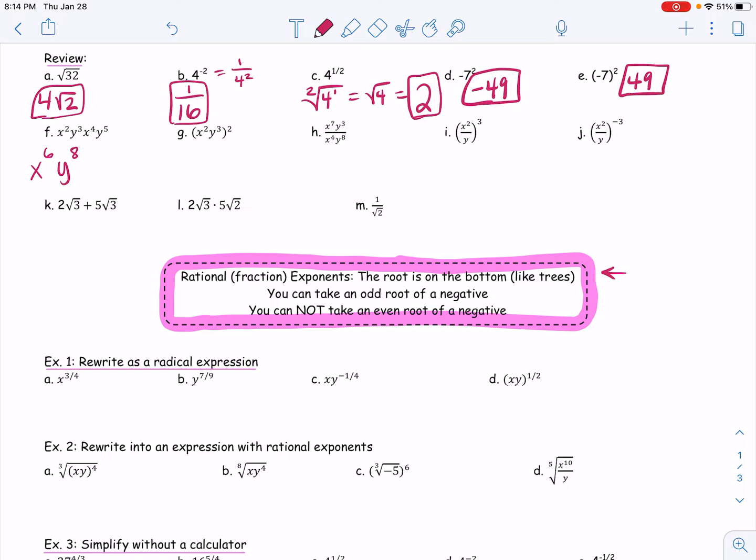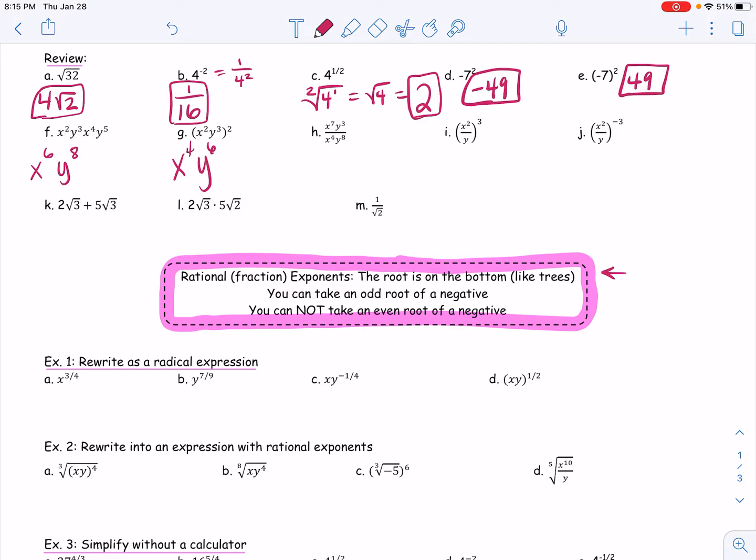In G, we're raising powers to powers. So I'm taking that x squared and squaring it. I'm taking that y cubed and squaring it. So I'm squaring a square and squaring a cube. When I raise a power to a power, I multiply the powers. So this is going to be x to the 4th because 2 times 2 is 4, and y to the 6th because 3 times 2 is 6.